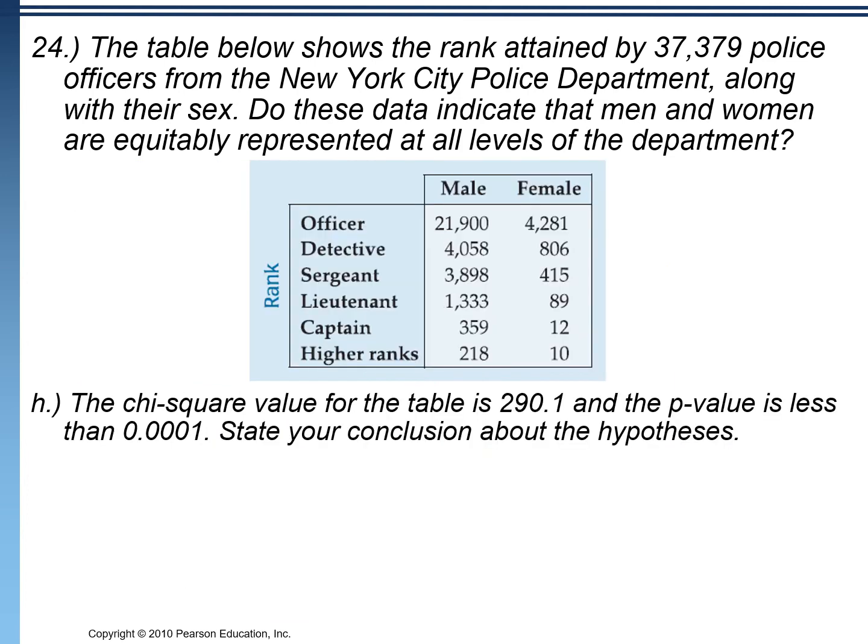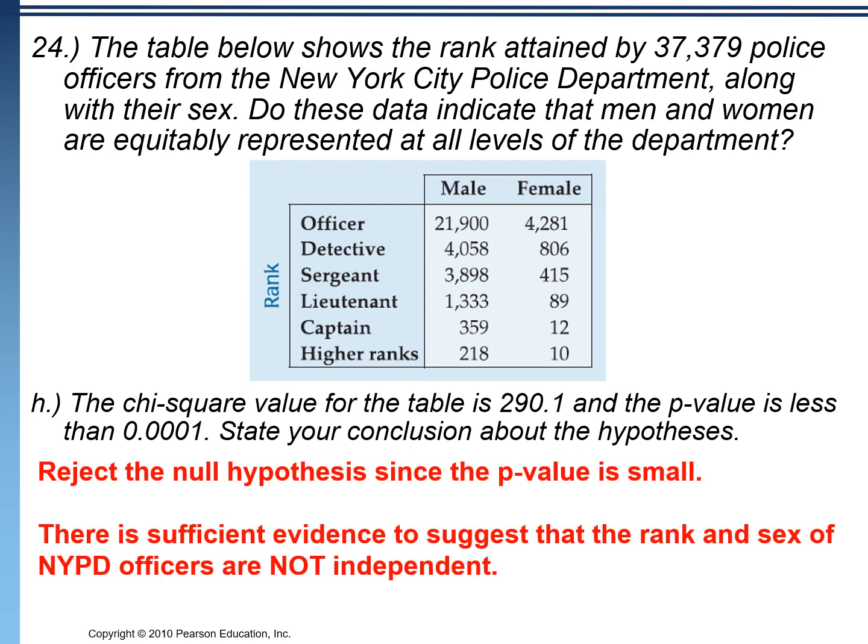At this point, we could put it into our calculator, run the test. It gave us this information in part H. The chi-square value is 290.1. The p-value for that is less than 0.0001. State our conclusion. We're going to reject the null hypothesis since that p-value is small. There's sufficient evidence to suggest that the rank and sex of NYPD officers are not independent.